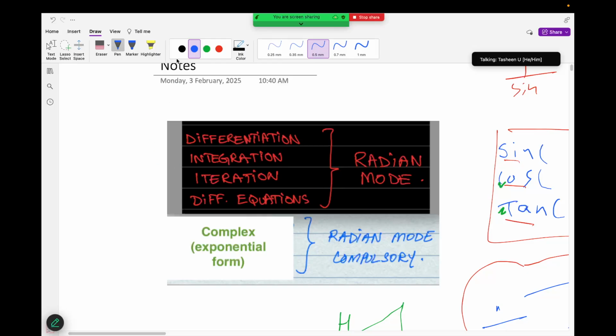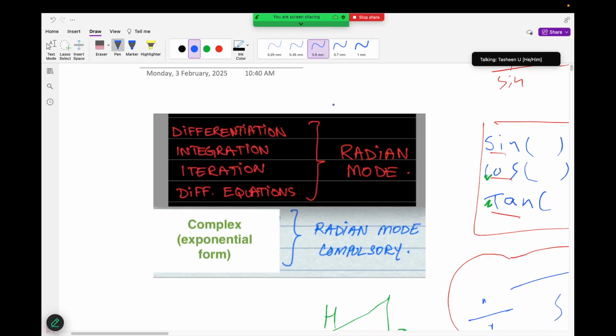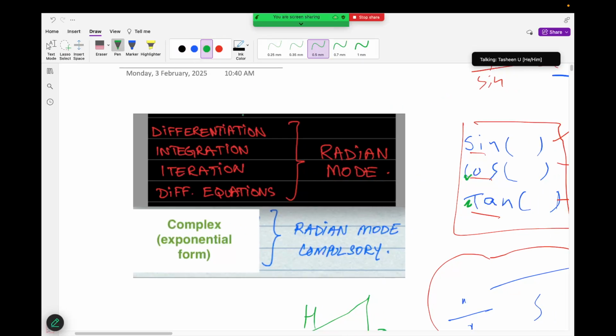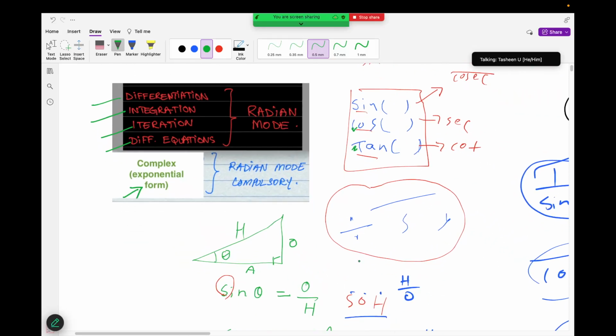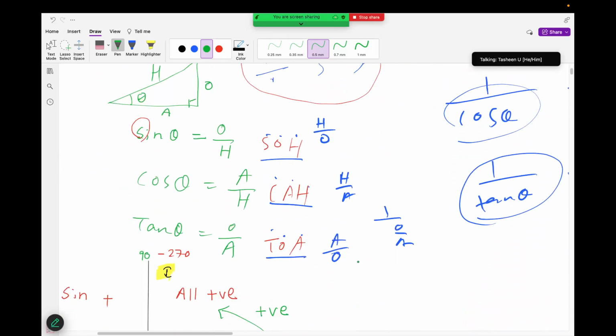What I recommend you guys is to use the radian mode of the calculator if you are solving differentiation, integration, iteration, or differential equations, and also complex numbers where you have to deal with the exponential form. You won't understand it right now, but I included this so that you can refer to it in the future. Whenever you study these topics, you refer back here. Radian mode is compulsory for these topics.